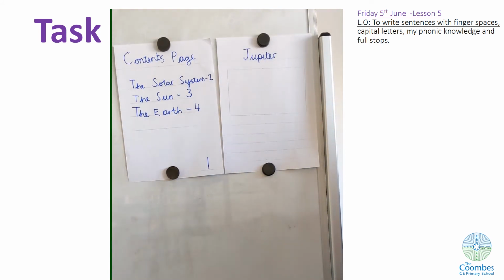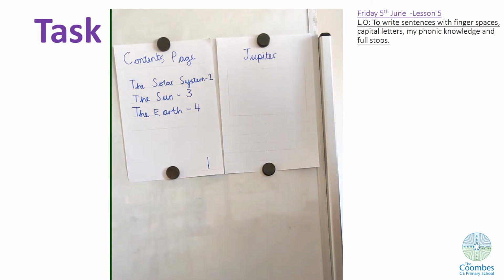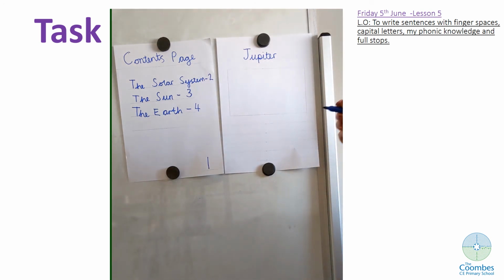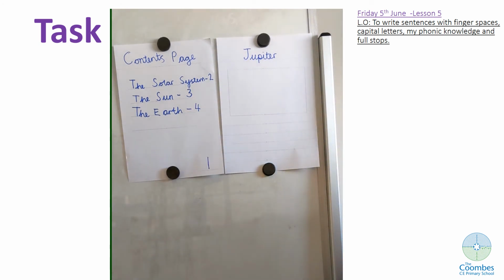Jupiter. So I wonder what my fact about Jupiter is going to be. I think I'm going to put in that it is the biggest planet and spins the fastest in our solar system. So I'm going to write down here, Jupiter is the biggest planet and it spins the fastest in our solar system. So Jupiter is the biggest planet. So let's write that down first.